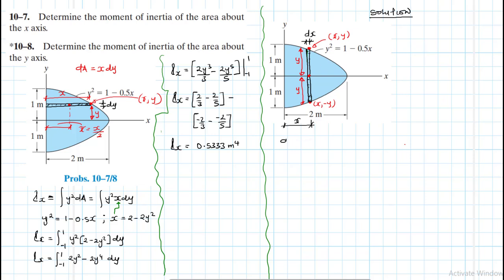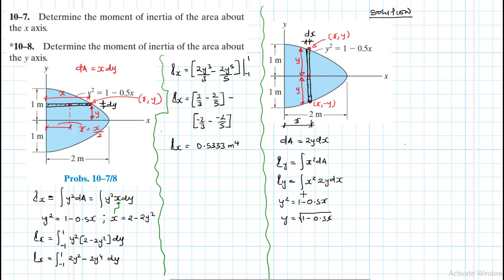And then what is our dA here? Our dA here is going to be equal to 2y, that's the whole length, times dx. Great. So then we have Iy, which is equal to the integral of x squared dA. Therefore Iy is equal to the integral of x squared times 2y dx. Then we know that y squared is equal to 1 minus 0.5x, and y is just going to be equal to the root of 1 minus 0.5x.